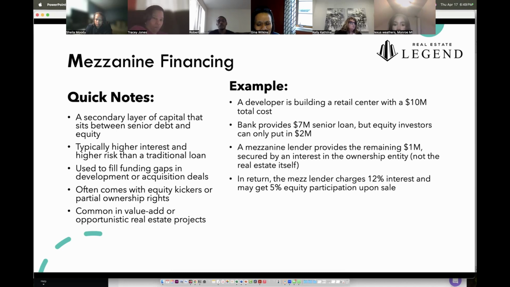They're going to charge you some interest, and they're probably going to want a bite of your sales. They're going to say, look, I want 5% of everything that this company's making. They actually want like an actual ownership stake in a way. Okay, so that's called mezzanine financing or a mezz lender.